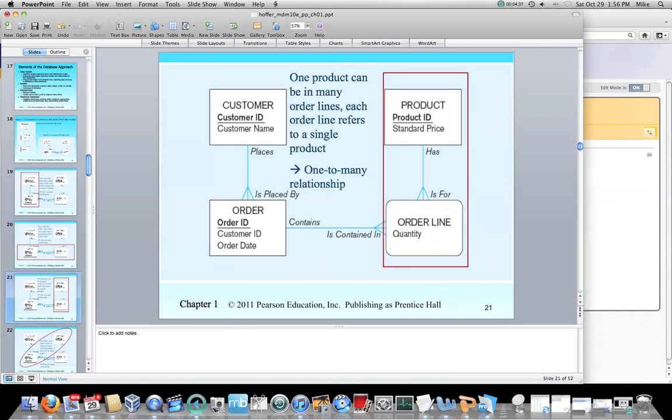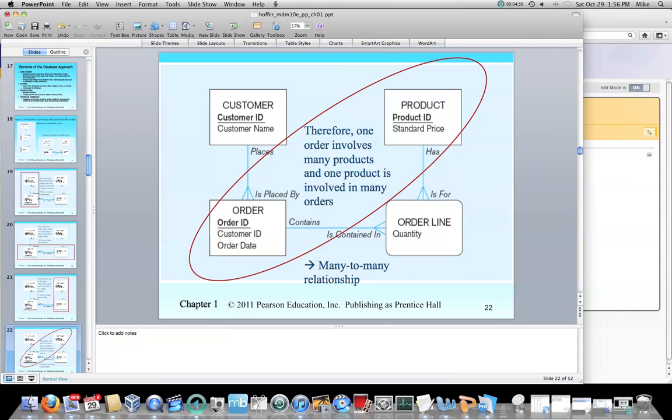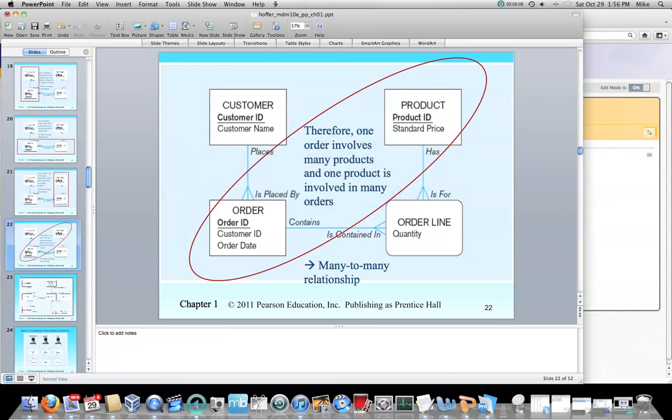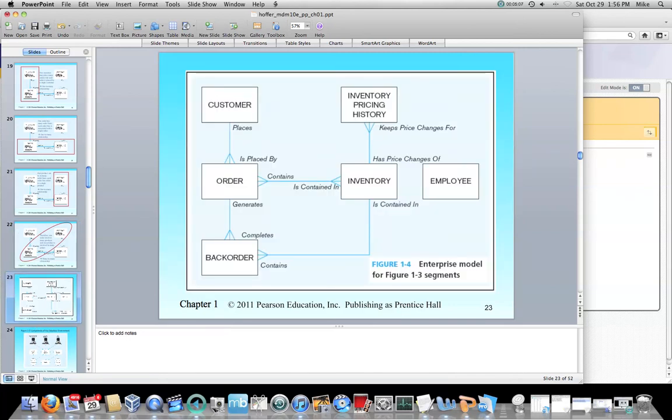And then we look at the relationship between product and order line. It's the same thing as order and order line. It's just now we're saying that any product can be associated with many order lines, but any particular order line can only be associated with one product. So therefore, one order involves many products, and one product is involved in many orders. Hopefully that is clear.